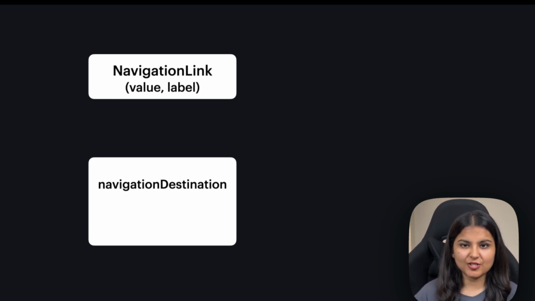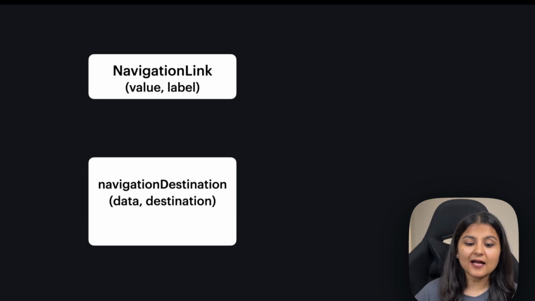And this navigationDestination modifier takes in two parameters again. One is the data and the other one is the destination. So based on which type of data this particular navigation destination would be called is defined within this data parameter, and the destination is the one where we want to take the user to.